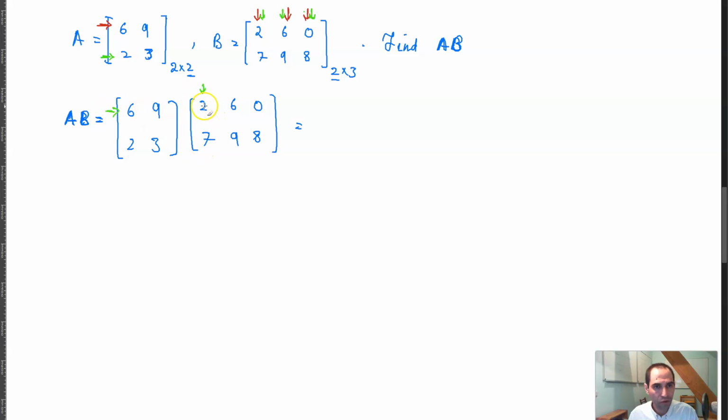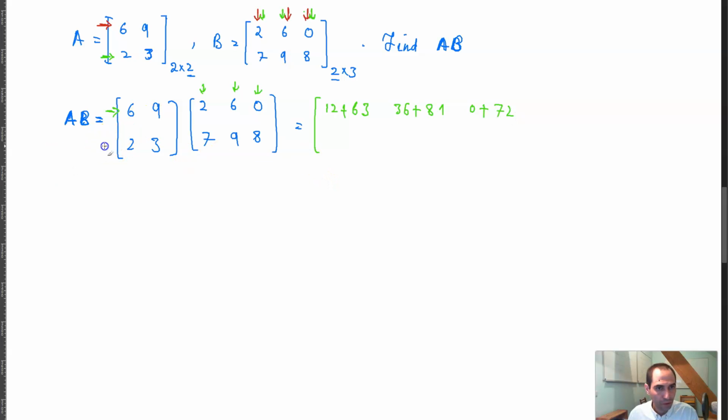So 6 times 2 is equal to 12, and 9 times 7 is equal to 63. Now I will go to the second column, which is 6 times 6 is equal to 36, plus 9 times 9 is equal to 81. And then this row times the third column is 6 times 0 is equal to 0, and 9 times 8 is equal to 72, right?